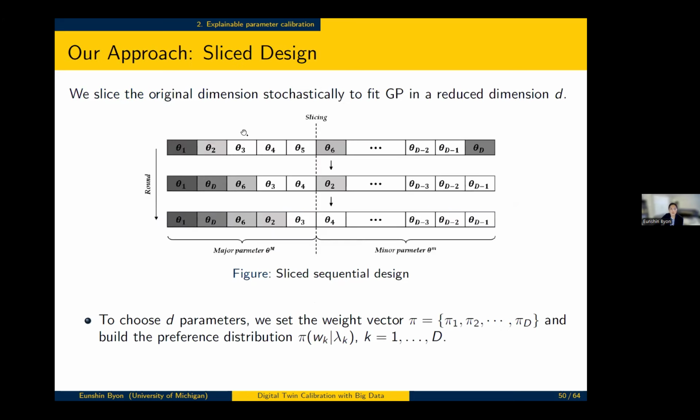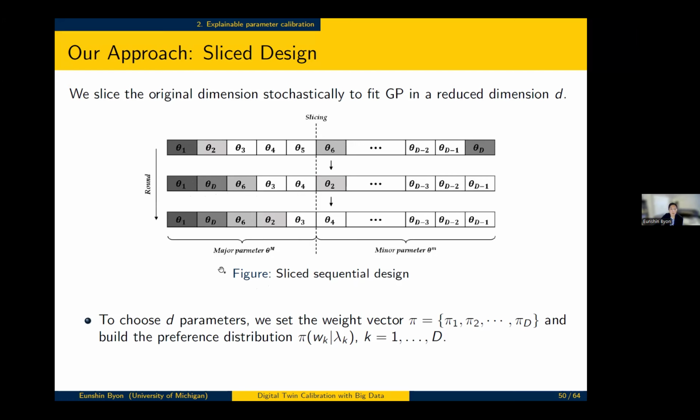So we slice the original dimension. Basically, we reduce the original dimension stochastically to fit the Gaussian process. Okay, so in the beginning, we don't have any idea. So let's say we just choose the first five parameters. Okay, and we calibrate this. But then we have some idea. So next time we choose different parameters, and here the darker, the more important. So in the second iteration, we may choose theta 1, theta d, theta 6, which are important parameters. Okay, and as iterations proceed, we choose important parameters only. Okay, so this is the idea.